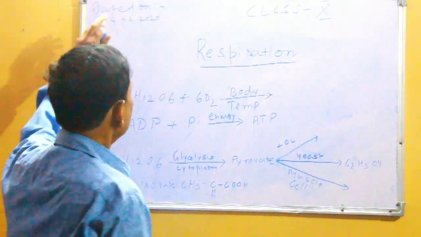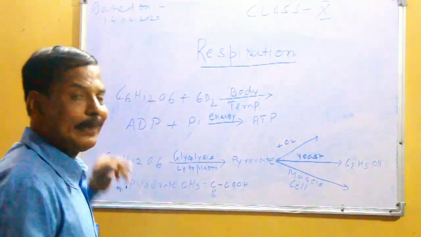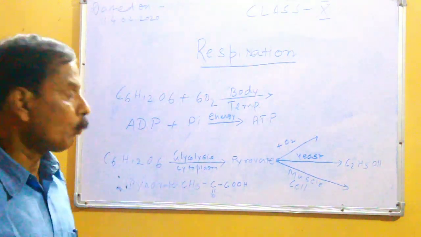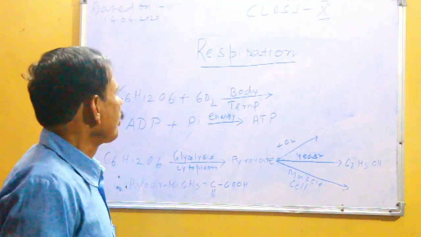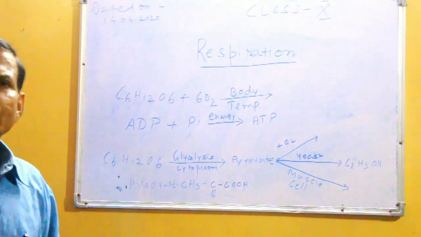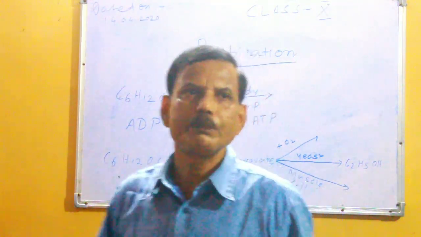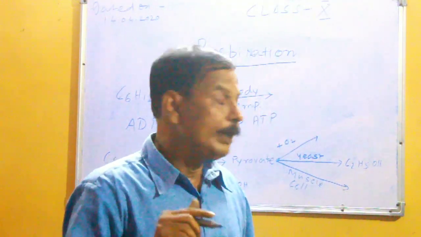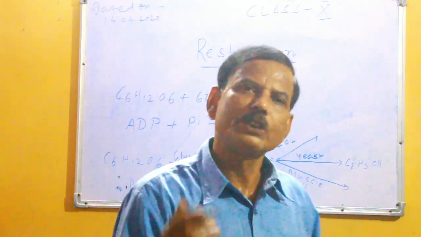Now, how does respiration take place in our body? We take glucose as food, with the formula C6H12O6, plus 6 molecules of O2, at body temperature. That produces ADP plus Pi, where P stands for phosphate and i stands for inorganic phosphate. Then energy is produced as ATP.